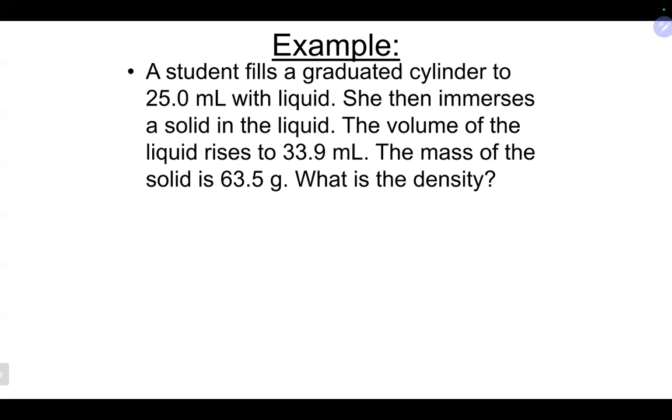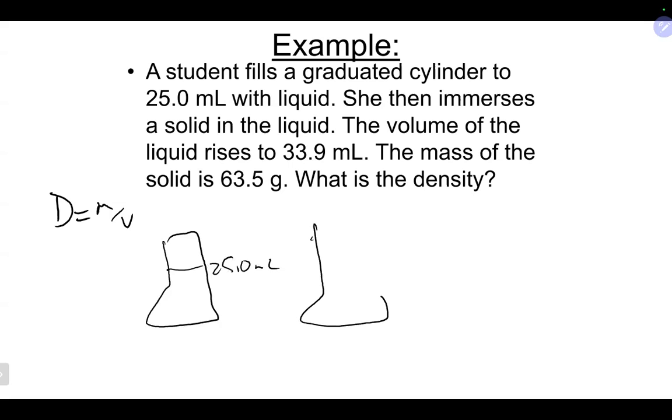Let's take a look. So once again, we are looking for our density, which is our mass divided by volume. This is basically the same situation as I drew earlier. We've got a graduated cylinder with an initial volume of 25 milliliters. We're going to put the solid in there, and the volume is going to jump to 33.9 milliliters. So obviously this is how we're going to get the volume that we need, which is the volume by displacement.